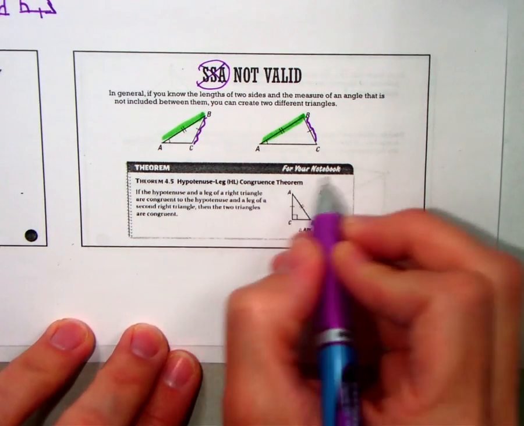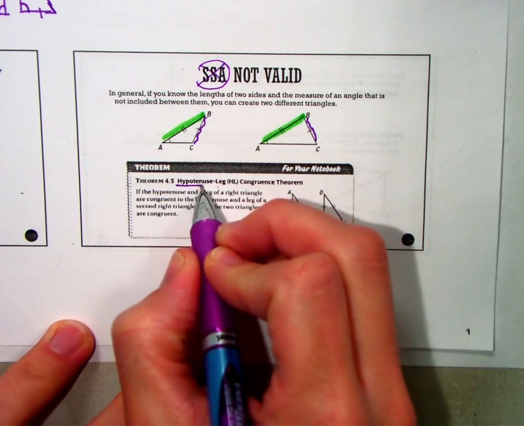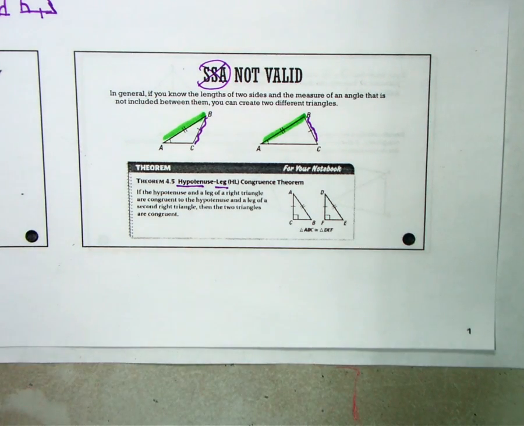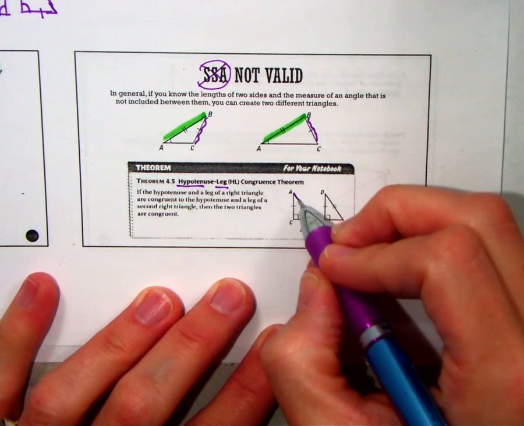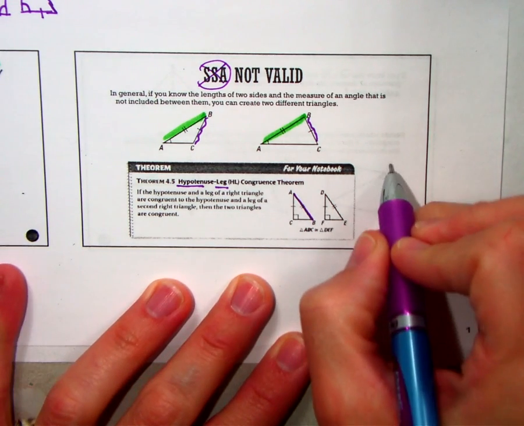So the different word is right here. It's hypotenuse leg. It's HL. So HL is the other one that we're adding today. HL is a special case of SSA. And it's when you have a right triangle. So what's hypotenuse again? Remember that hypotenuse is the long side of a right triangle.